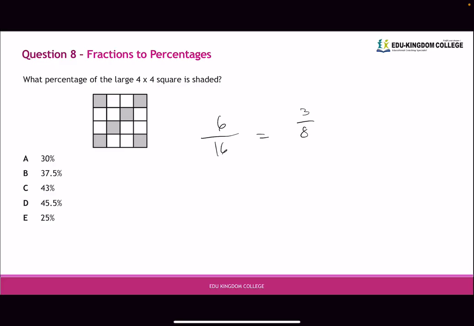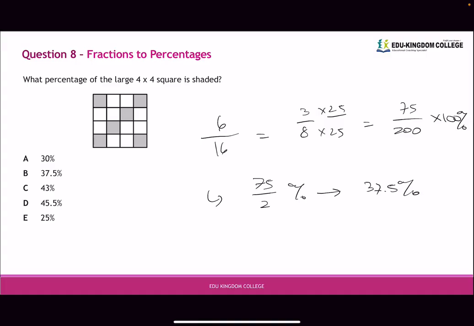So the closest to 100 we can kind of get without multiplying with decimals and things like that is to make 8 into 200. And we can do that by multiplying top and bottom by 25. And that should give us 75/200. Now, if we multiply that by 100%, that'll give us 75/2%. And that is just the same as 37.5%, which is B.